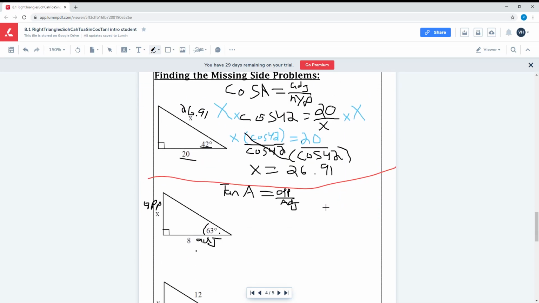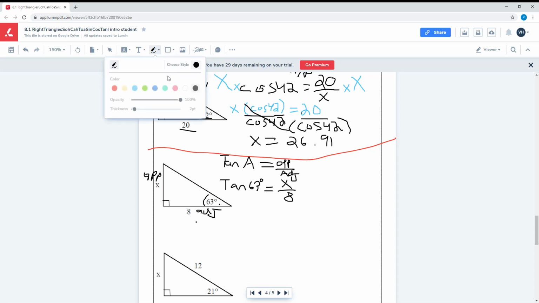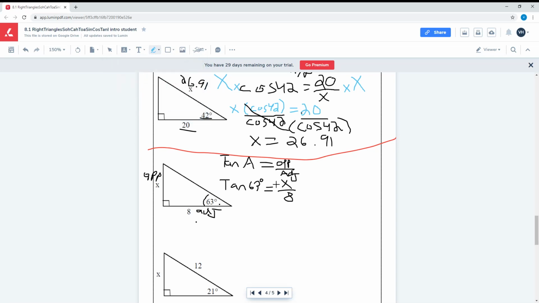SOHCAHTOA. Okay. So now this is the part where we fill in our information. Tan 63 in this case is equal to our opposite, which we don't know, so we're going to put x over 8. Now, this is an easier problem. If you notice our x is on the top, that is tremendously easy, because all we have to do is bring everything else to the other side. In this case, we don't care about this 8. We want it on the other side.